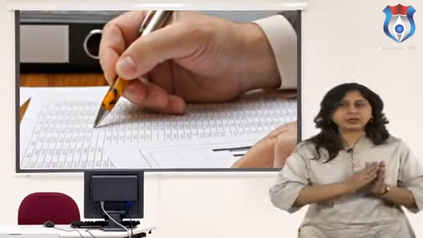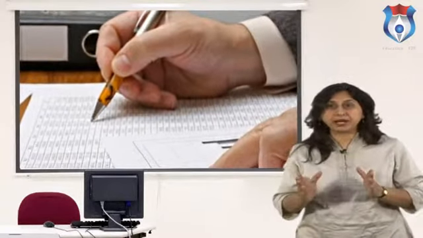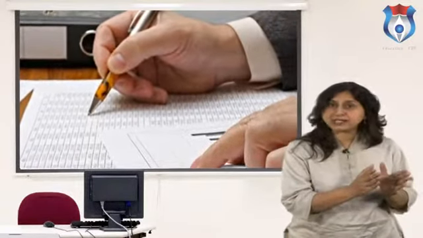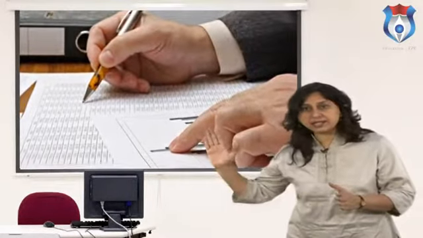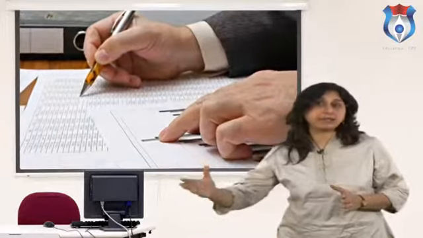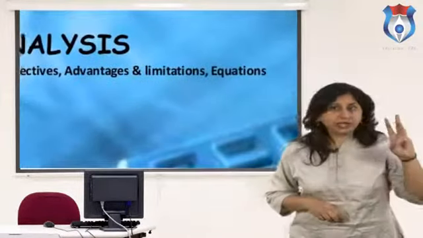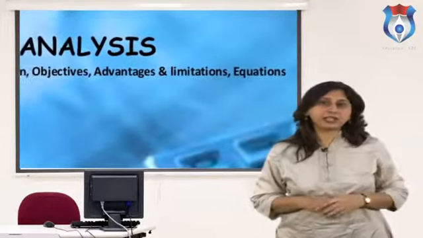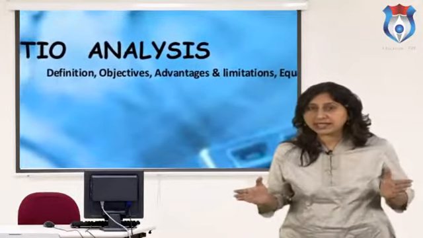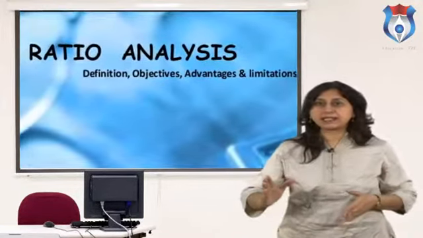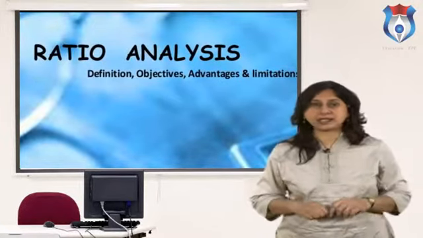Analysts can obtain useful information by comparing a company's most recent financial statements with its results in previous years and with the results of other companies in the same industry. Three primary types of financial statement analysis are commonly known as horizontal analysis, vertical analysis, and ratio analysis.